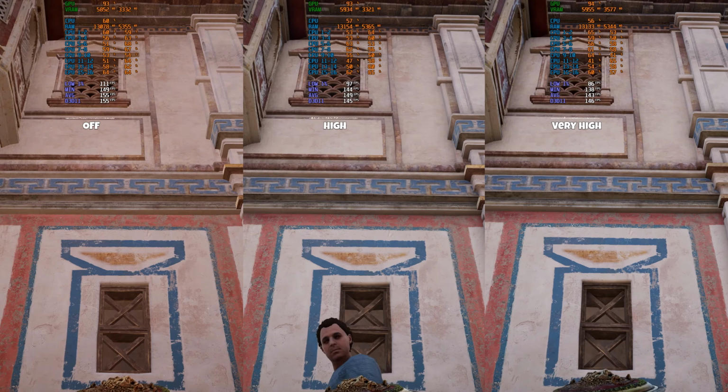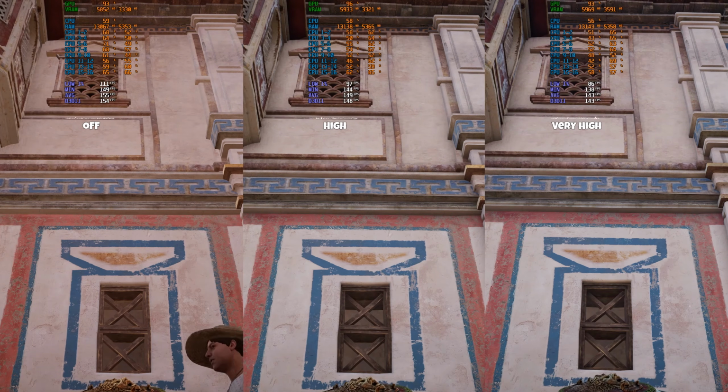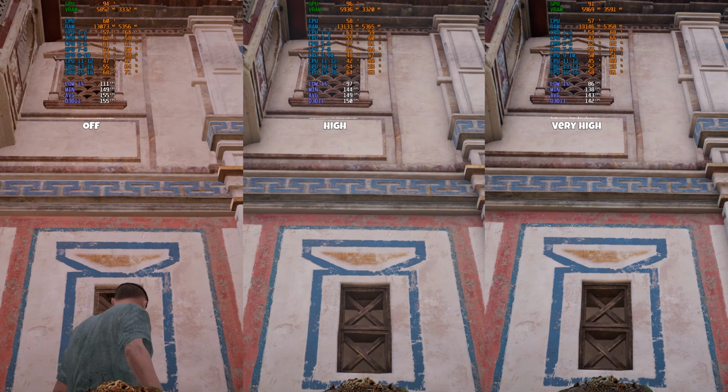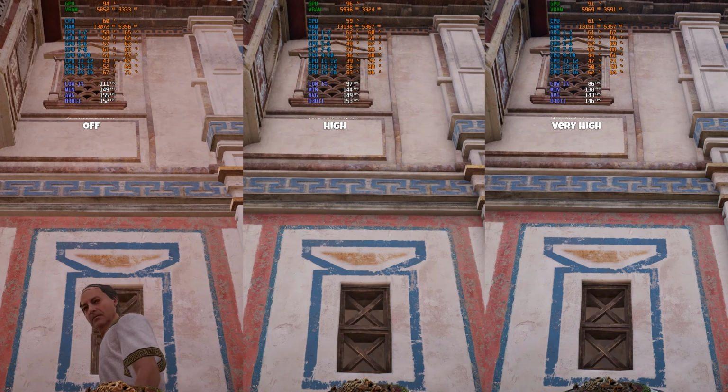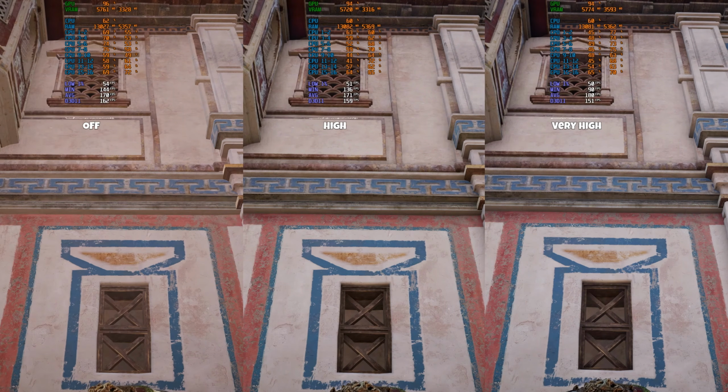Which is a lot, by the way. And going from high to off can also give you about 3 more FPS. So this is a setting that affects the game a lot for some reason. You can also see in VRAM that going from very high to high, you can save about 200 VRAM, surprisingly enough. It is a big jump for some reason.